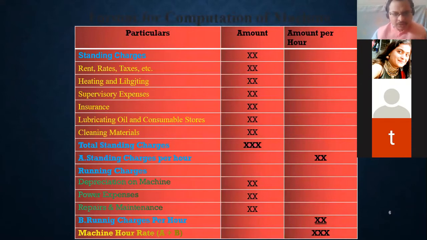We have to write all standing charges together. We have to find out standing charges per hour. Same way we have to find running charges. That will be by default. We have to take it on a 1 hour basis. And when you club standing charge per hour and running charge per hour, you'll get machine hour rate.